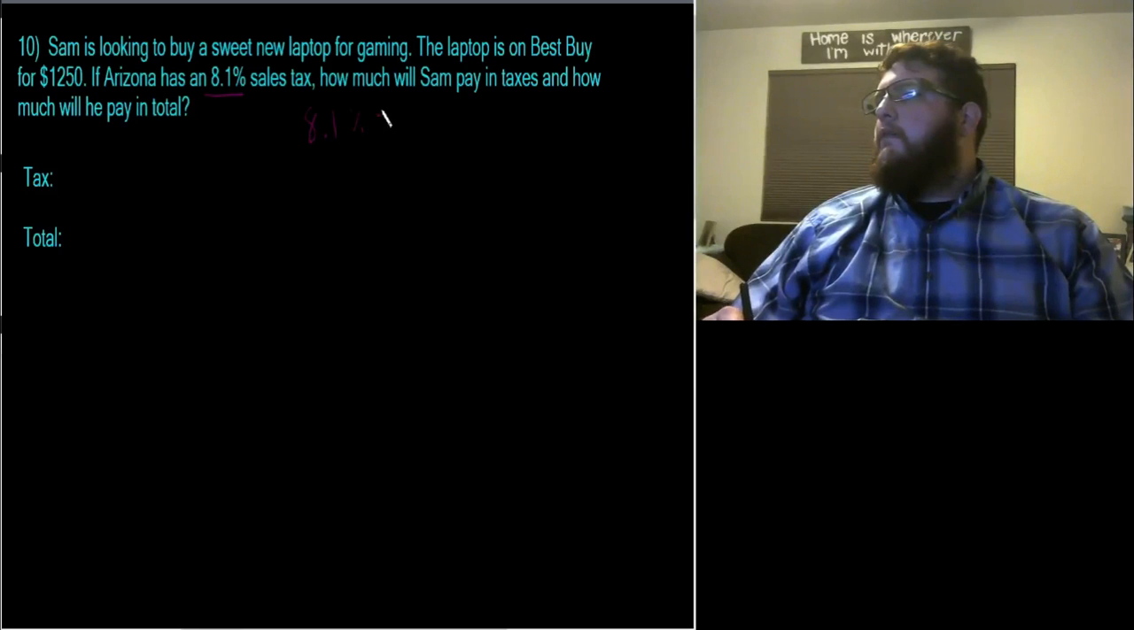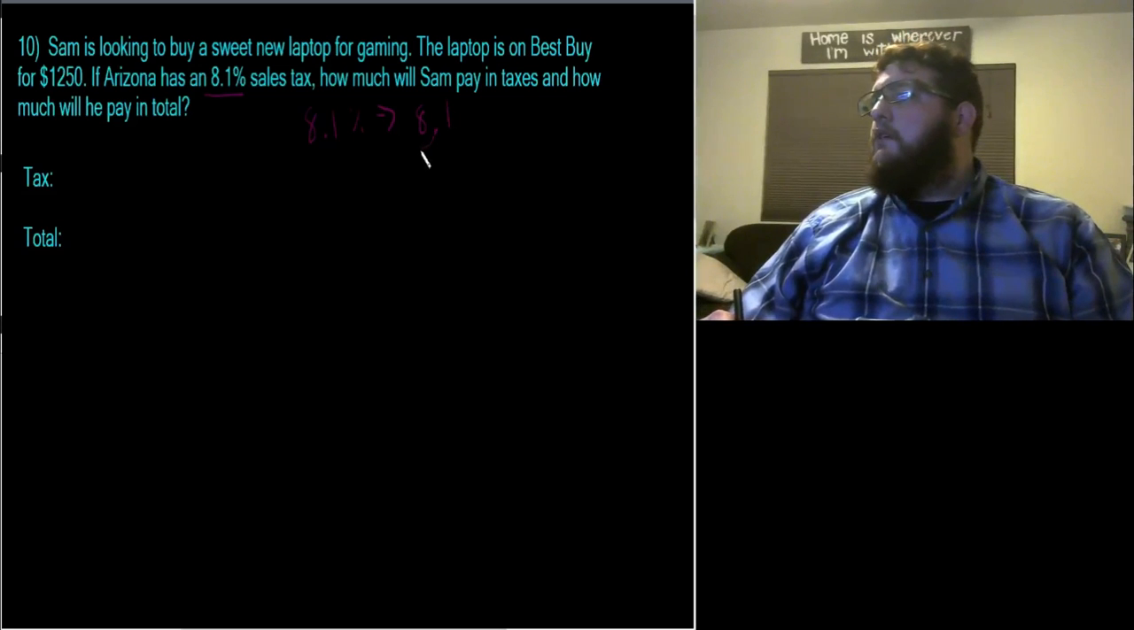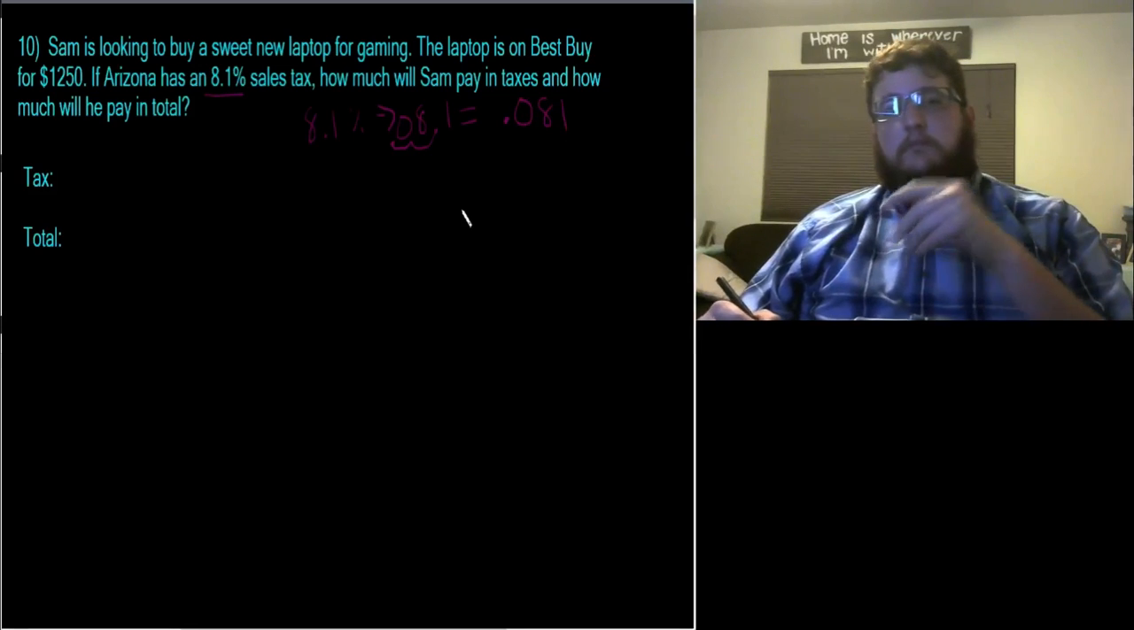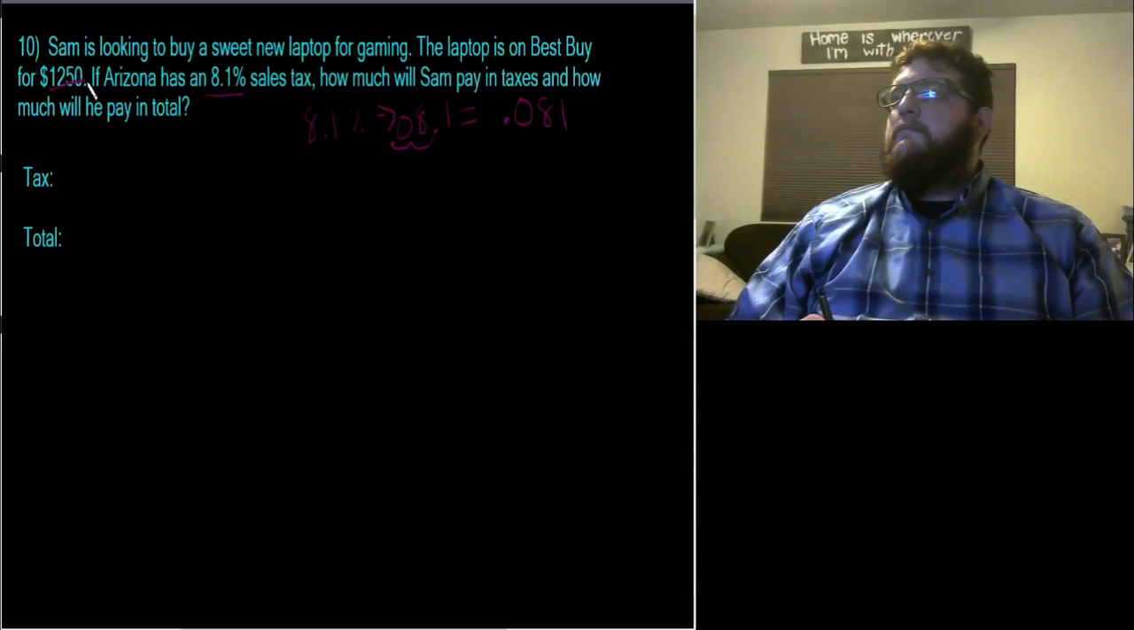The first thing we need to do is convert our 8.1% into a decimal. Remember that in order to convert it, we have to move it twice to the left. So it starts in the middle there, between the 8 and the 1. If we move it over twice, we end up with 0.081. So 8.1% is converted to 0.081. Now we can multiply that by the cost of the laptop, which in this case is $1,250.